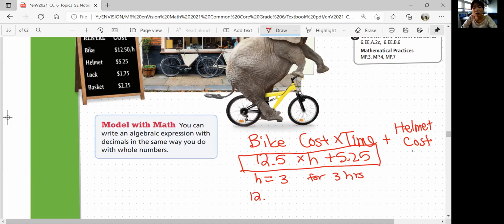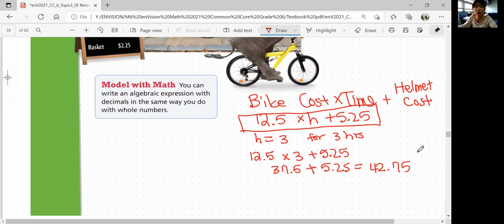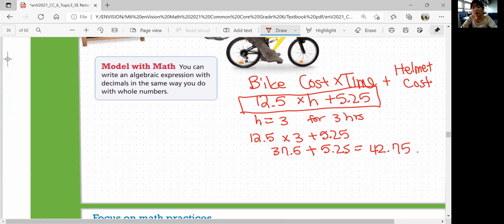So we have 12.5 times 3 plus 5.25. We multiply first. 37.5 plus 5.25 is equal to 42.75. So the total cost for him to ride the bike for 3 hours with the helmet would be $42.75. You write an expression, substitute 3 for H, and evaluate the expression.